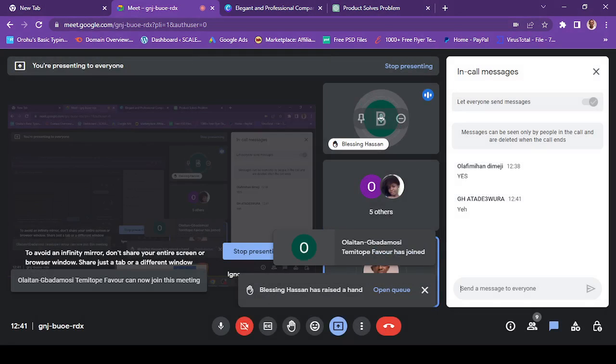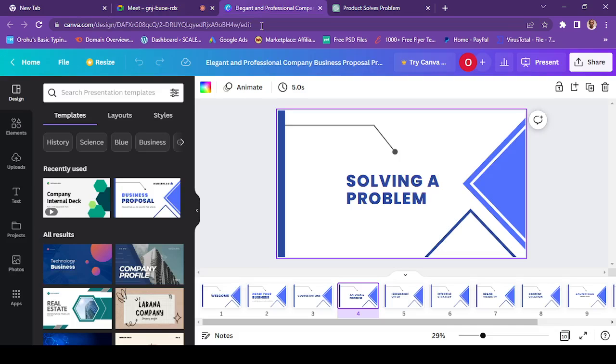With respect to solving a problem, you must have what solves someone's problem. That's what makes it a product. So a product is that very solution with respect to an existing problem. But then let's take a look at this very instance.